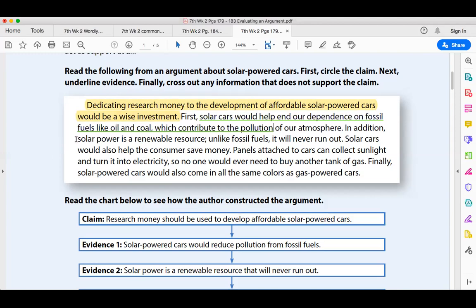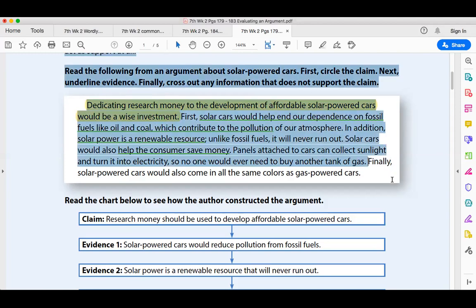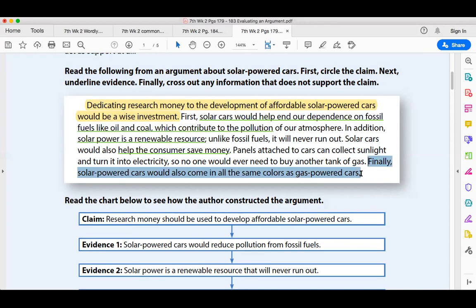And solar power is a renewable resource. Hit the T, and that underlines it. And my next one is help the consumer save money. So those are the three pieces of evidence, and I've underlined them. Then it said to get rid of information we don't need. Your last sentence is really extra information, and to get rid of it, you hit the T with the line and it crosses it out. That is information that doesn't really support the claim.